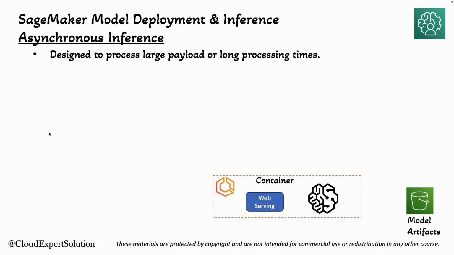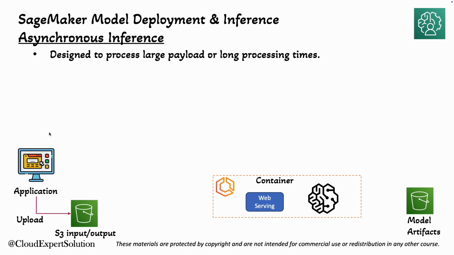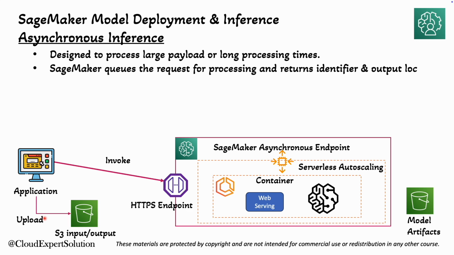In terms of model deployment, you can create a SageMaker model using the trained model artifacts stored in Amazon S3. Then you can configure an asynchronous endpoint specifying the input and output S3 locations. Your application will place the request in Amazon S3 and provide a pointer to the payload. When the asynchronous model is invoked, Amazon SageMaker will queue the request in internal queues for processing and it will return an identifier and the output S3 location.